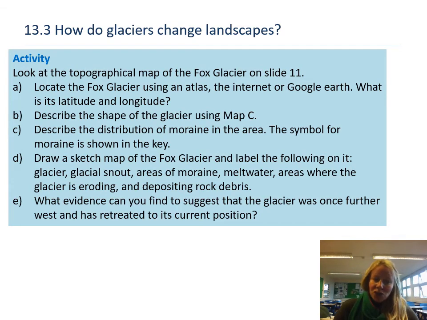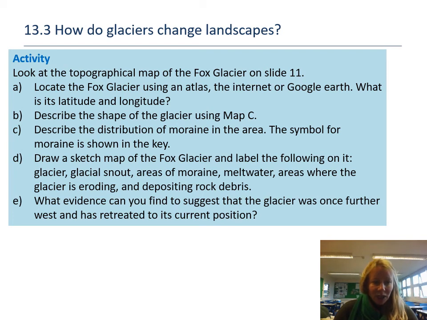D, I would like you to draw a sketch map of the Fox Glacier and label the following on it: the glacier, glacial snout, areas of moraine, meltwater, areas where the glacier is eroding, and where depositing rock debris is found. So just a quick sketch. It doesn't have to be an artist's rendition. Think back to all our field sketch lessons. It doesn't have to be perfect, but just try and annotate it with that information if you can.